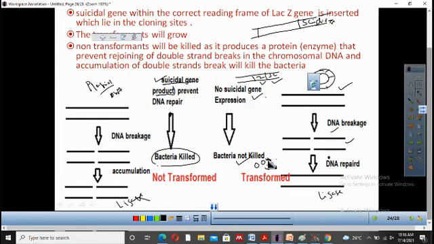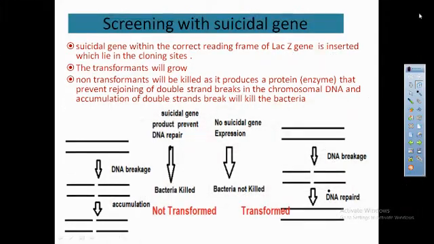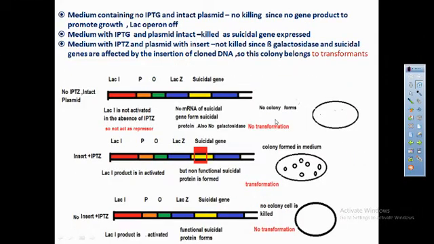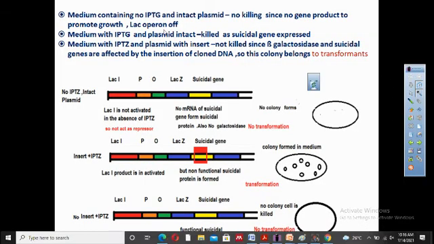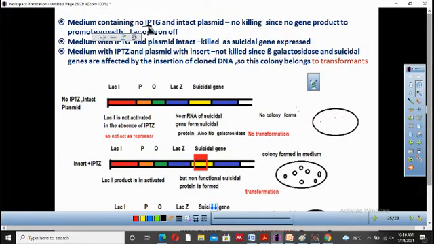So this concept was taken as a consideration to screen out the transformants and the non-transformants. So here you can see, when the culture medium doesn't contain any IPTG, that is, inducers are not there, and the plasmid is also intact, therefore there is no killing. You can see here the lac I, it is activated. It is forming the repressor.